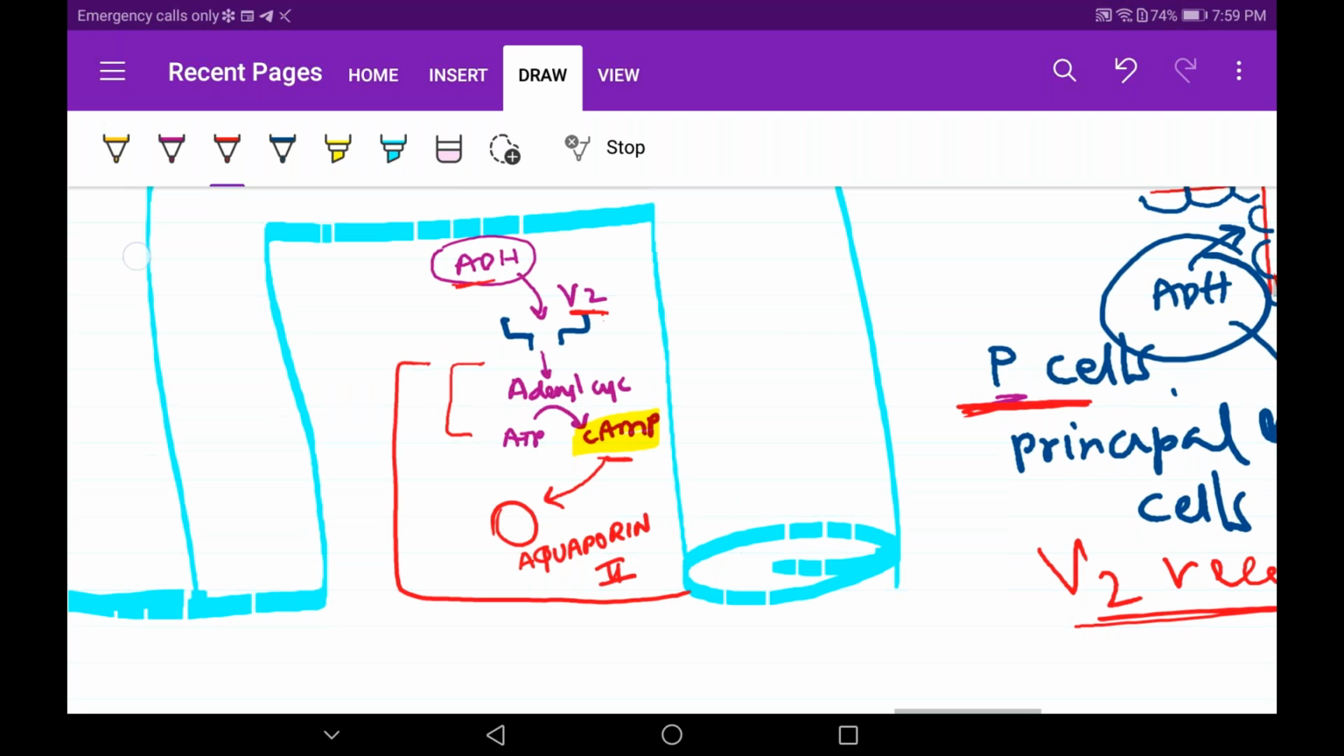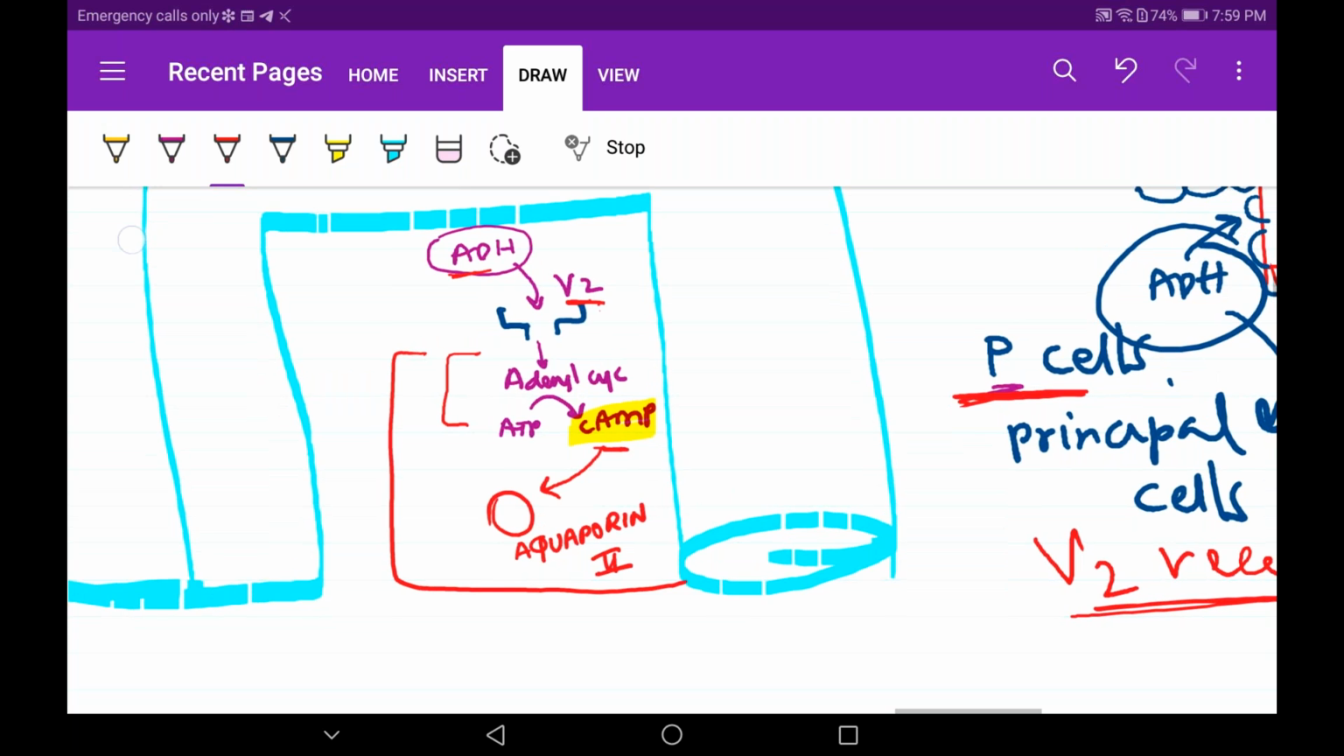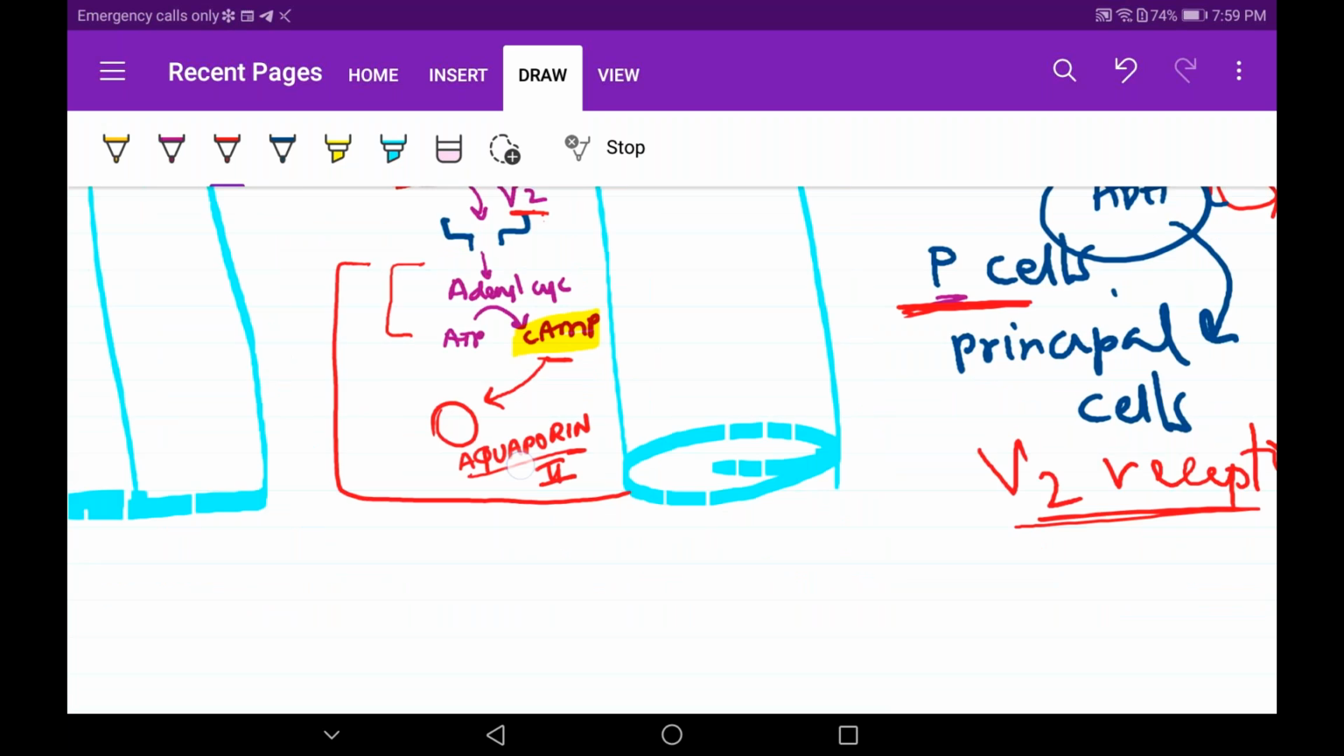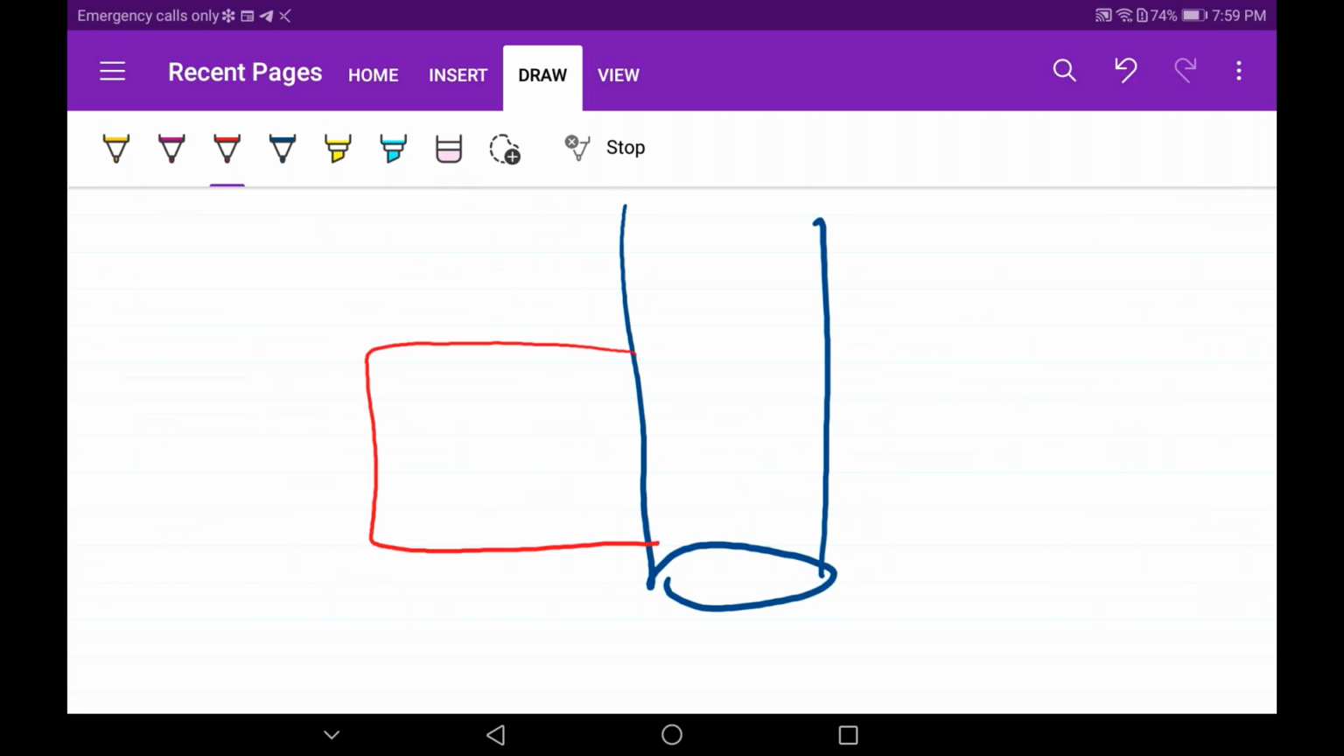Now let's see what this aquaporin does. Most important aspect for today, aquaporin 2. I am drawing the collecting duct, the last part of the collecting duct. This is the P cell. What this aquaporin will do is, it will go near the luminal side and bind like this, and it will create a space. Now this space is for water reabsorption. Have you understood this, my friends?